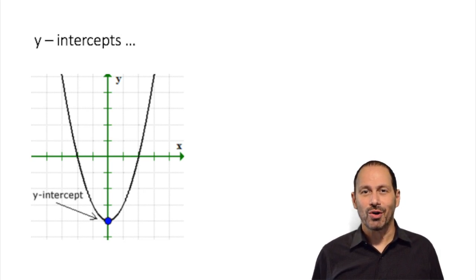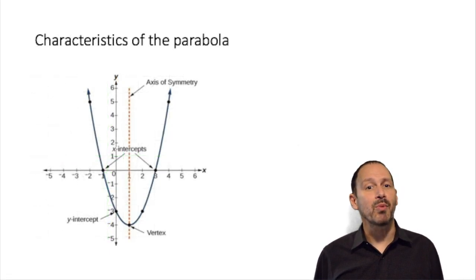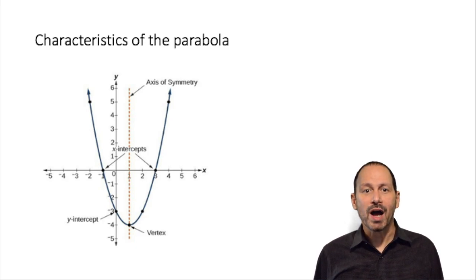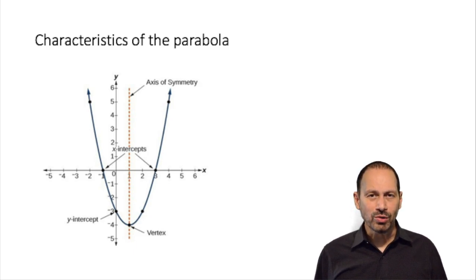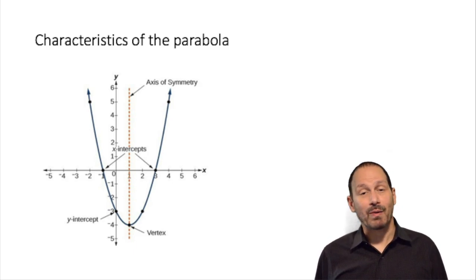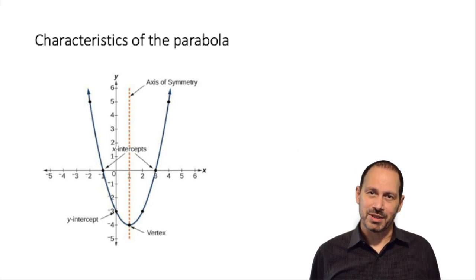So here are your points. The vertex, the maximum and minimum points, the axis of symmetry, the y and x intercepts of the parabola. Being able to recognize those points, those characteristics of a parabola, is very useful, and we will see more about this.